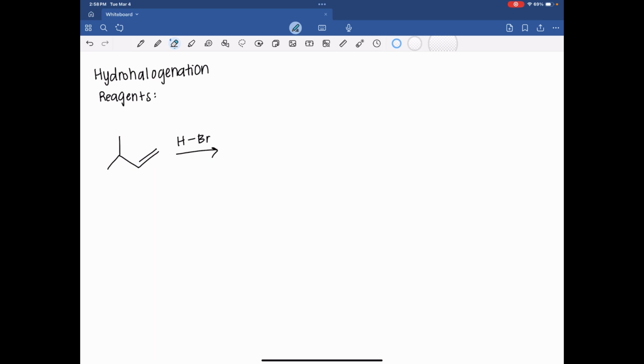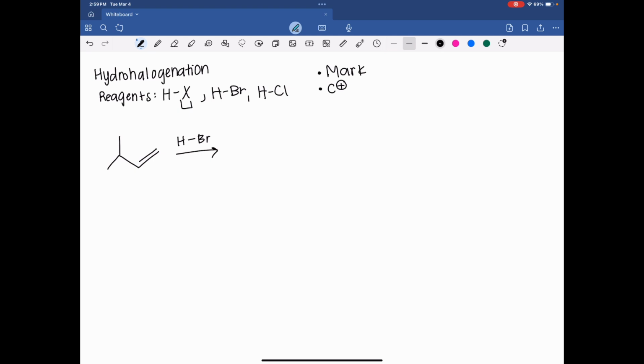The first one is hydrohalogenation that I have written here. Our reagents for this are going to be HX. So X is just going to be a halogen. Usually you're going to see HBr or HCl. You could see HF, but this isn't super reactive, so we're just going to leave that one out because you'll probably just see these ones. And this reaction is Markovnikov, and it does have carbocation rearrangement.